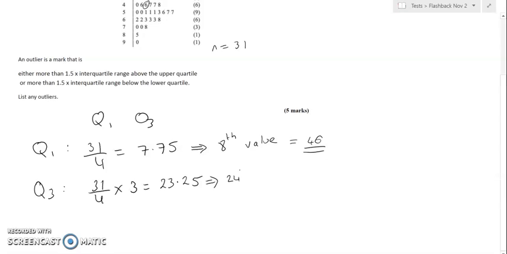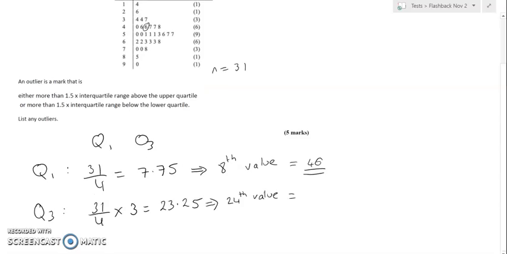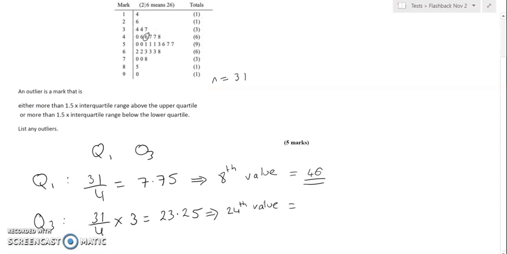And so it's the 24th value. If you had a whole number, say 7, then you take the 7th and 8th number. And this is what you do when you have discrete raw data. Okay, so the 24th value, well, that's counting from the 31st: 25, 24, I make that 63 as your upper quartile.